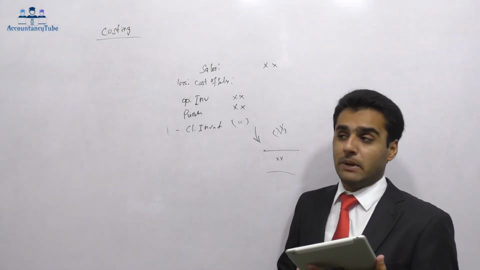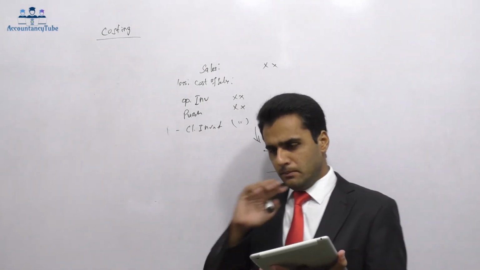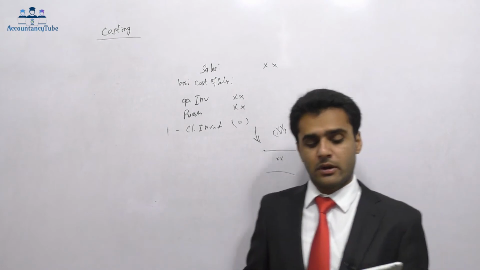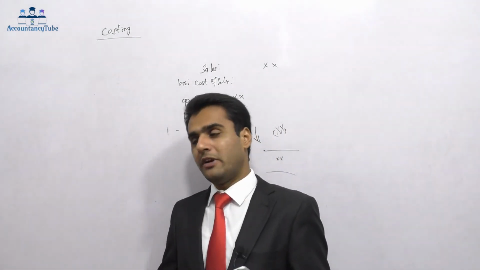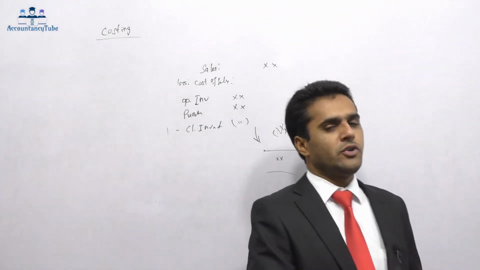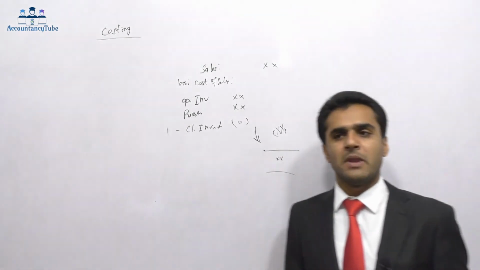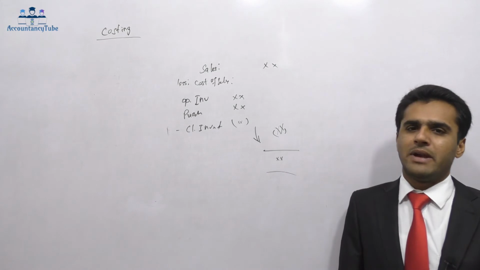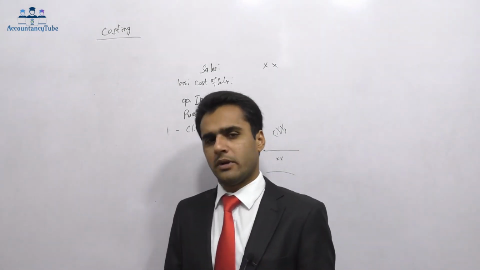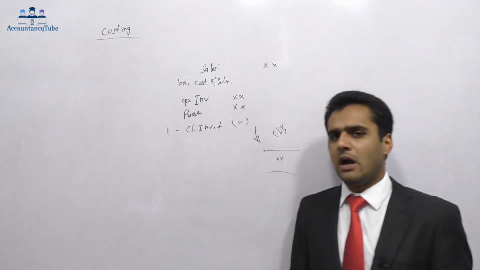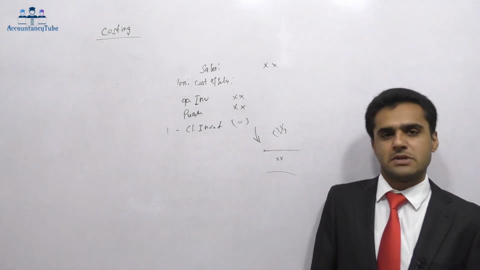Because manipulation of profit is possible, that's why it is not useful for decision making, because there is a possibility of manipulation of profits. Now how can someone manipulate the profit under absorption costing? Could you think of any reason? How can someone manipulate the profit?